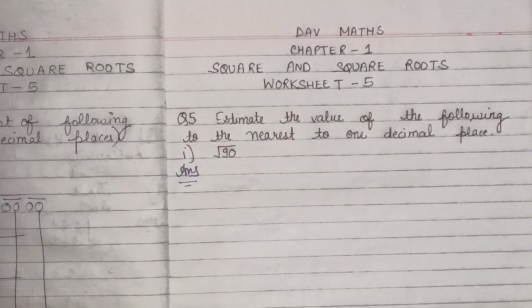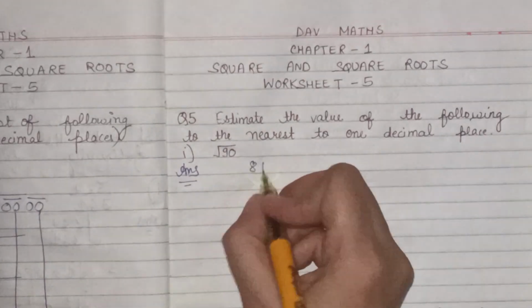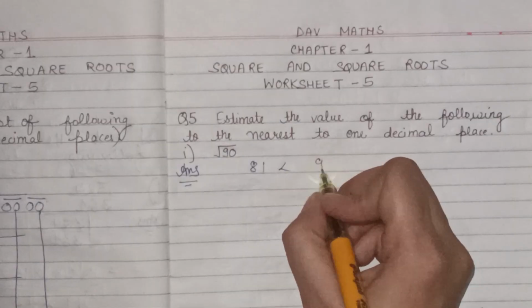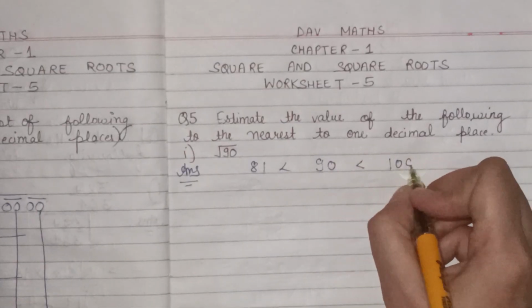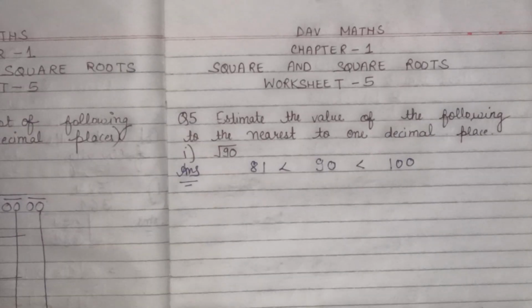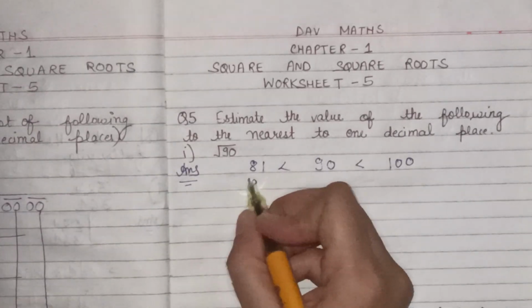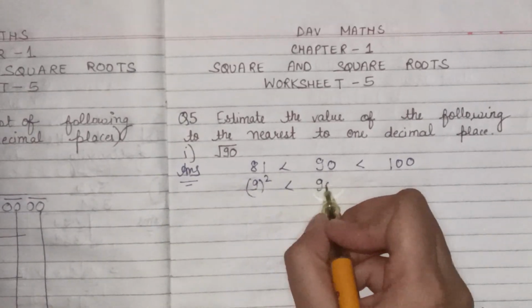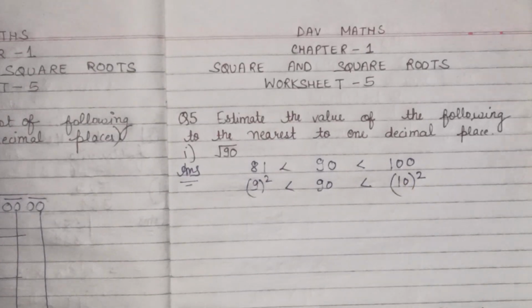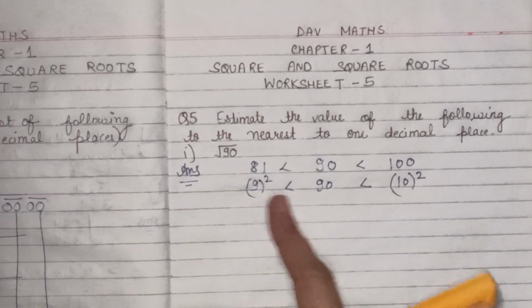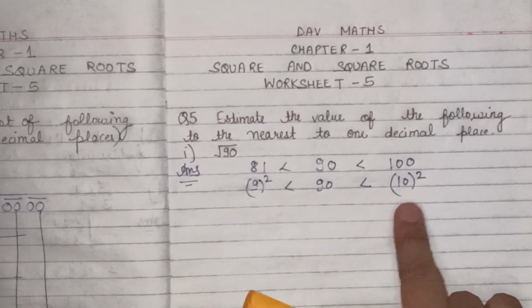Here the perfect squares nearer to 90 are 81 and 100. That is, I write 81 less than 90 less than 100. We can also write 81 as 9 squared, less than 90, less than 100, which we can write as 10 squared. So here the number lies between 9 and 10.